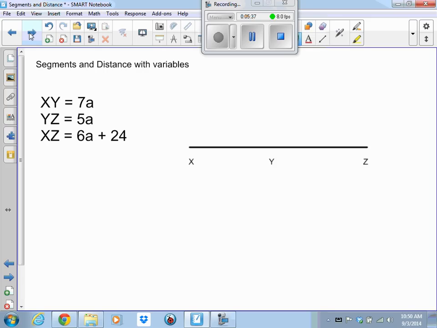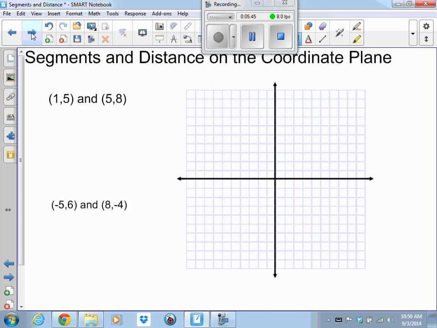All right, so this one I want you guys to do and then bring it to class. So go ahead and try this one on your own and then bring that one to class. And then we'll do segments and distance on the coordinate plane. All right, so on the coordinate plane, we have 1, 5, and then we have 5, 8. Now we want to find the length of this segment.